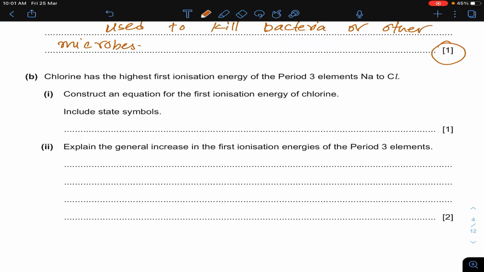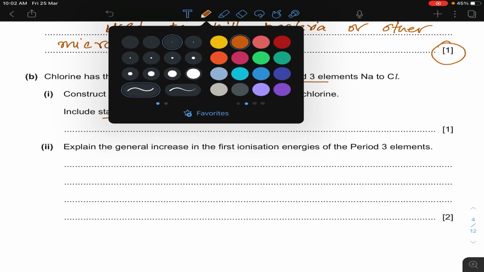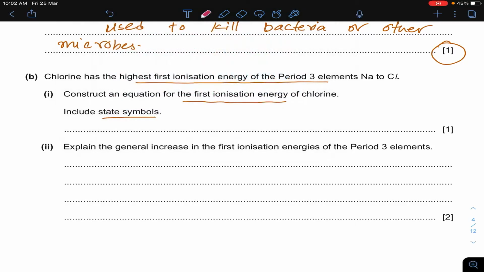Okay, so the next question is: chlorine has the highest first ionization energy of the period 3 elements from sodium to chlorine. Construct an equation for the first ionization energy of chlorine. So we have to write the equation for the first ionization energy. Ionization energy is the energy required to remove 1 mole of electrons from 1 mole of gaseous atoms to form 1 mole of gaseous ions. Include state symbols. So I hope everyone knows how to write the ionic equations.